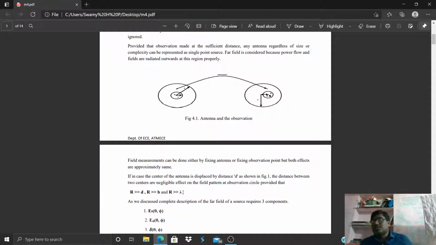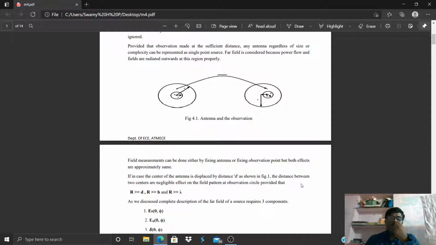Why is the near field not considered, and only the far field considered? Because R is very much greater than the distance between these two transmitters, and R, the near field distance, is very much greater than the bandwidth, and R is very much greater than lambda.